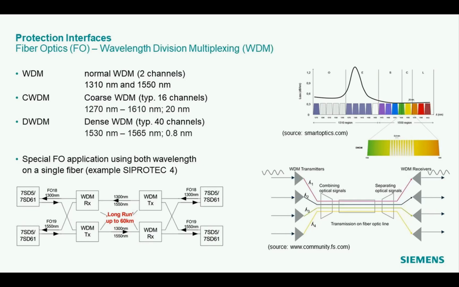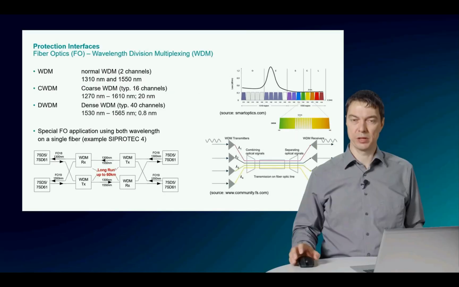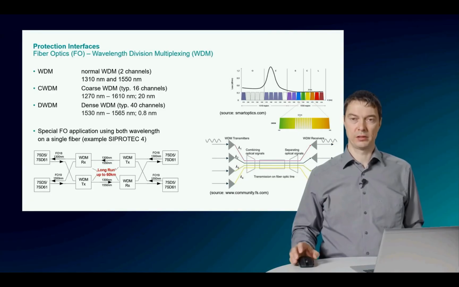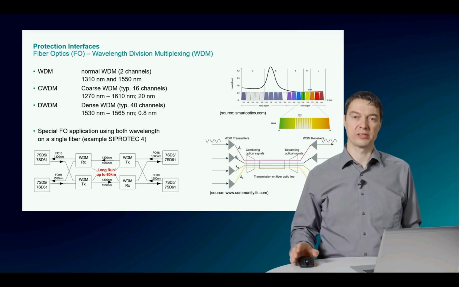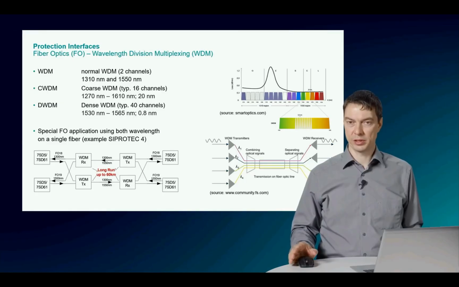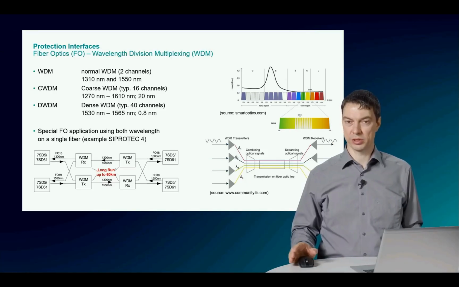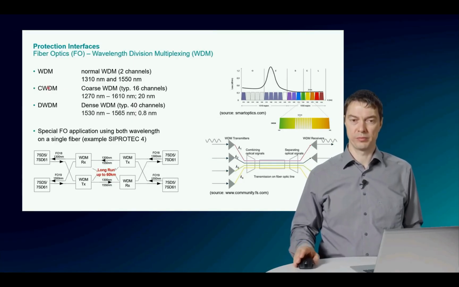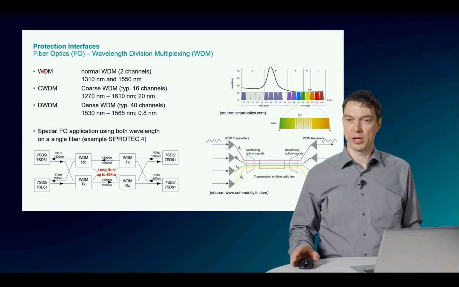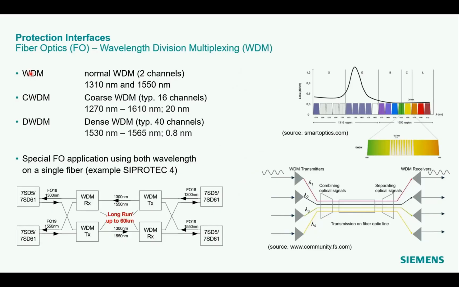If a single fiber is used to transmit light of different wavelengths, we speak about wavelength division multiplexing, WDM. This technology provides a higher bandwidth over a single fiber optic and is therefore commonly used in wide area telecommunication networks. For the CPROTEC 5, fiber optic modules are available for both wavelengths on a single fiber, so-called normal WDM. SFPs for normal WDM are also available for fiber optic repeaters. This means that 1310 nanometer and 1550 nanometer are used on the same fiber optic.